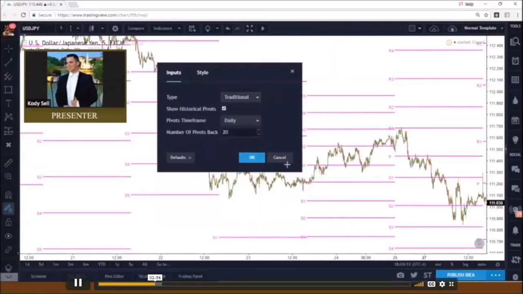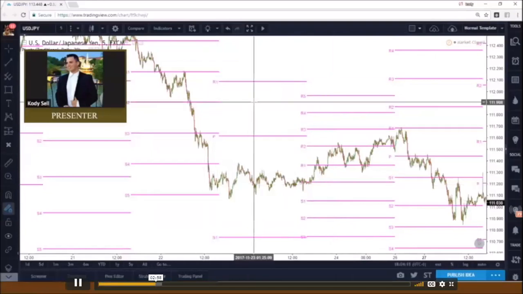Okay. Now, what are pivot points? Well, pivot points are an indicator that is based on a formula. Okay, now there are many different pivot point indicators, and it's going to depend on what platform you're using, what broker you're using. That's going to depend on what formula they use to calculate their pivot points.